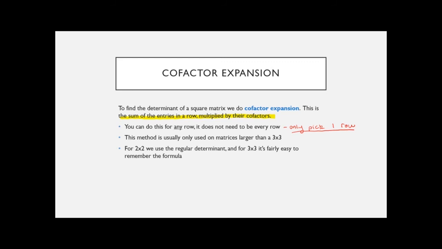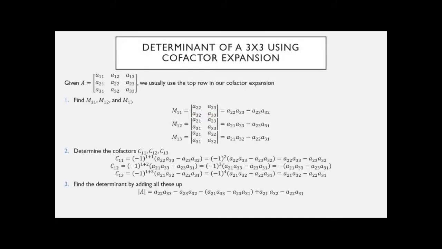I'm just going to work out how you find the determinant of a 3x3 using cofactor expansion. I do believe I forgot to put in that you need to multiply by the numbers in the row as well. So here I just have a 3x3 matrix, and I'm just going to use the first row for the cofactor expansion.